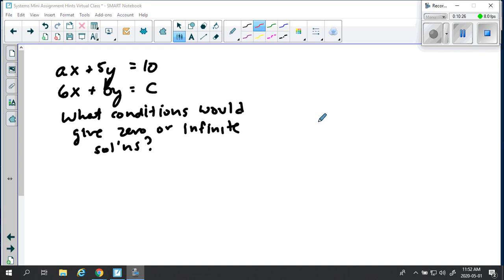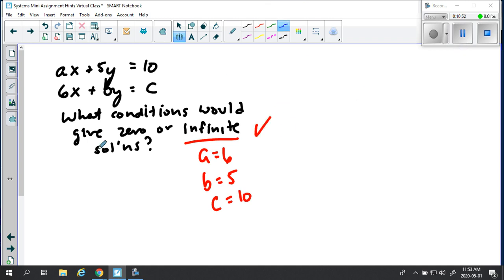I have some equations with some gaps in them, and I want to know what conditions would give zero or infinite solutions. So a student was pointing out that infinite solutions mean that the lines have to be the same. And because they're in the same format, then you would say that to make it the same, A would have to be 6, B would have to be 5, and C would have to be 10. That's how it has to be for it to be infinite solutions. So that's true. That's correct. But what about zero solutions? How would we tackle that one?